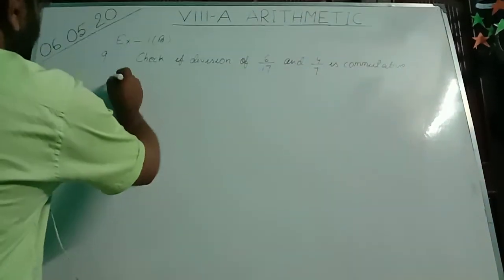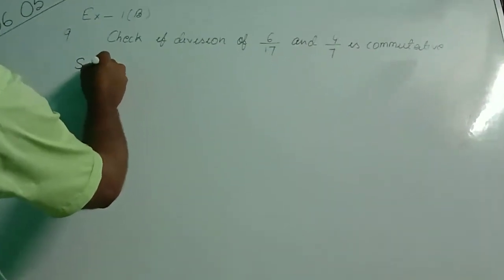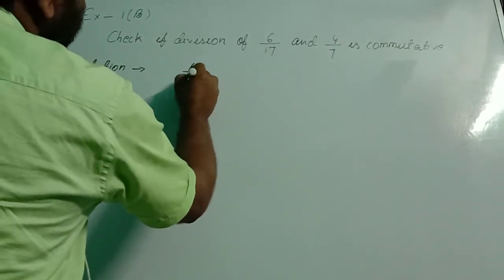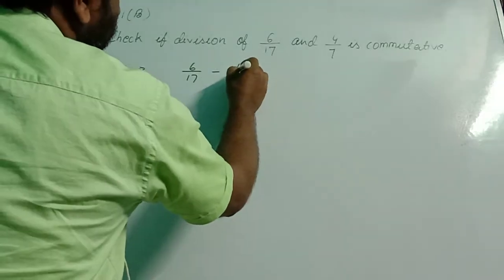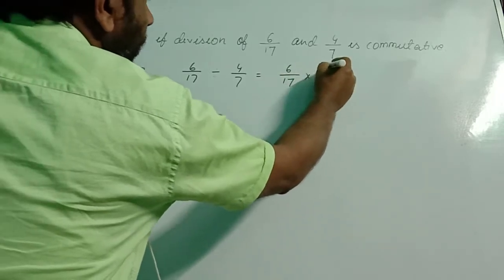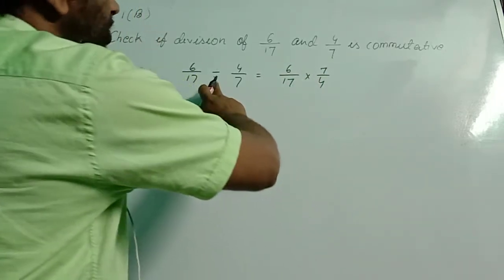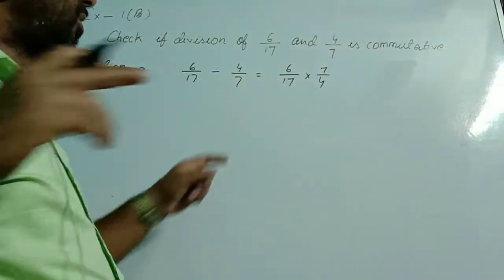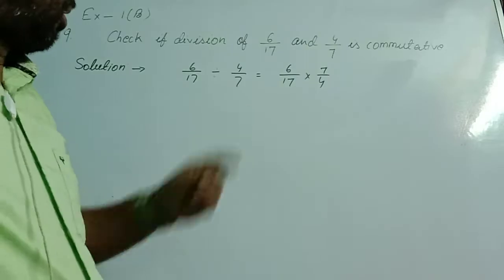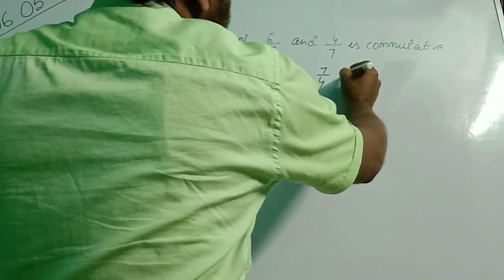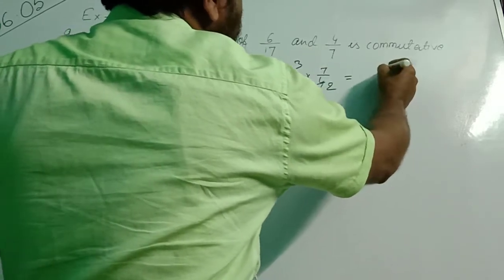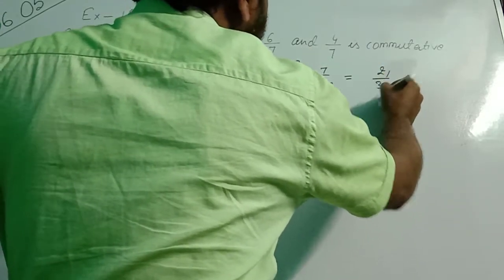So, let us verify this. Solution. 6 by 17 is divided by 4 by 7. Calculate it. 6 by 17 into 7 by 4. As the symbol of division will be changed into the symbol of multiplication, we have to write the reciprocal of 4 by 7. And this calculation will be equal to 2 2s are 4, 2 3s are 6, 21 by 34.